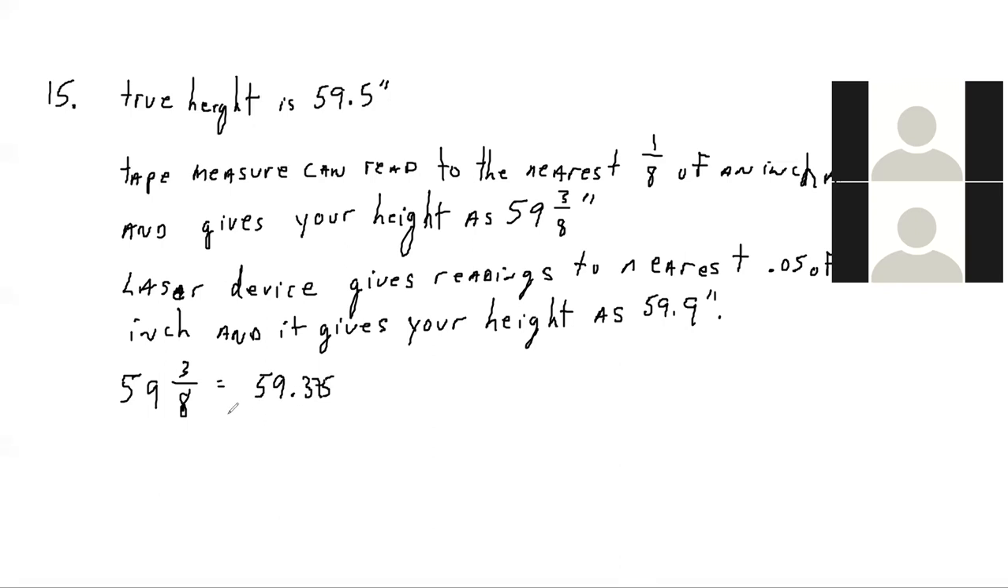Which means 59.375 minus your true height of 59.5 comes out to negative 0.125. So that is our absolute error there for the tape measure.